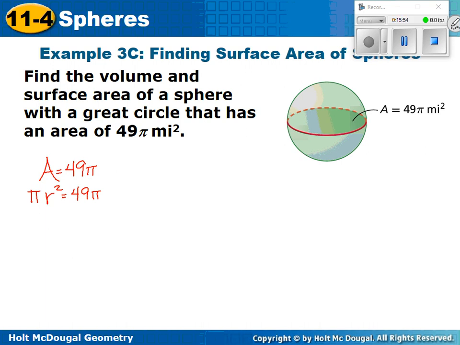Go ahead and work backwards. What are you going to get for the radius? 7. Divide by pi. R squared equals 49, so R is 7. And again, you would just keep going and plug it into volume and surface area. Is it okay if I don't keep working? Everybody's okay with working backwards? Okay?